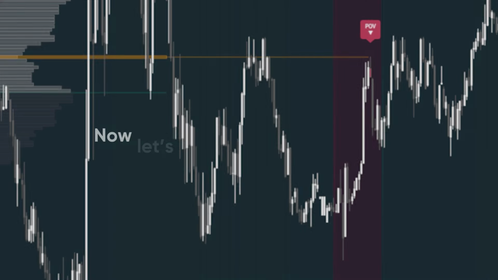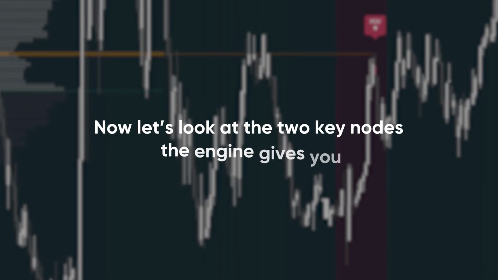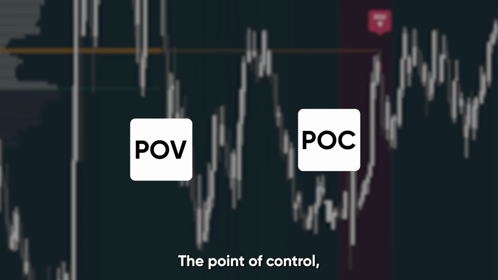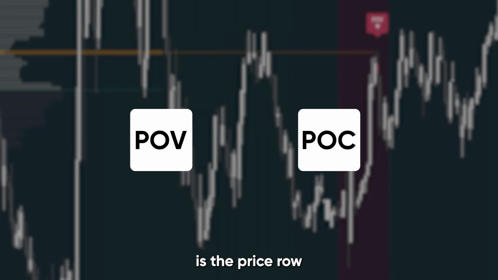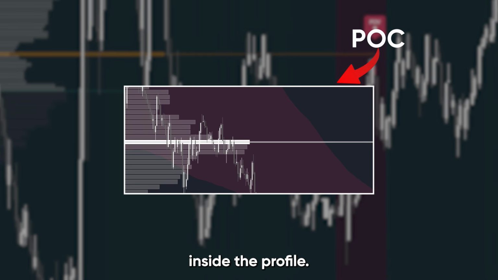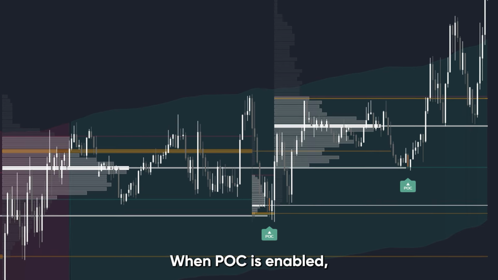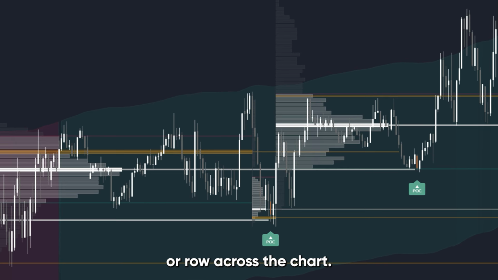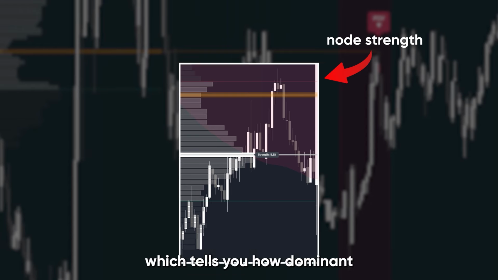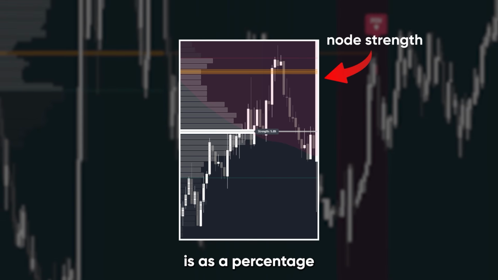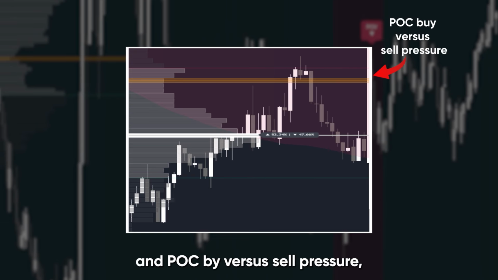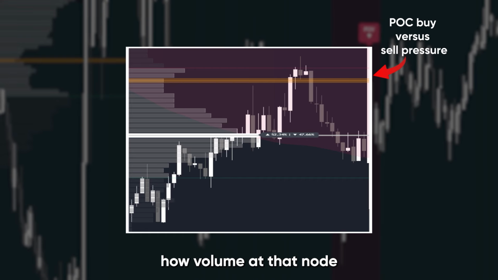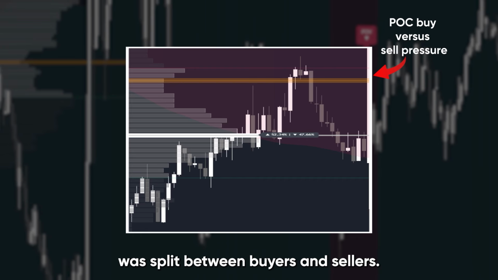Now, let's look at the two key nodes the engine gives you: POC and POV. The point of control, or POC, is the price row with the highest traded volume inside the profile. When POC is enabled, the engine always computes it for the active profile and draws it as a band or row across the chart. You can highlight the entire POC row and enable extra analytics: node strength, which tells you how dominant that node is as a percentage of total profile volume, and POC buy versus sell pressure, which shows how volume at that node was split between buyers and sellers.